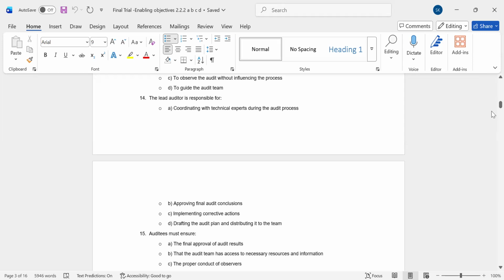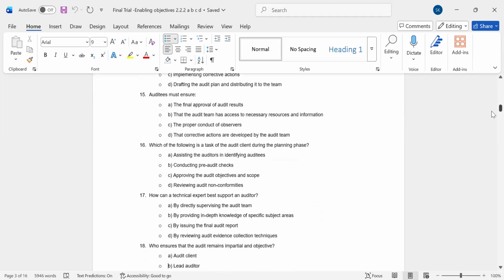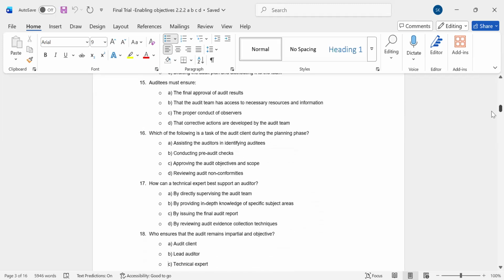See, the plan can be made by anybody, and the coordinator also can make the plan and issue it to the team. Okay, it is not a primary responsibility of the lead auditor, but approving the final audit conclusions is definitely the responsibility of the lead auditor. Okay. So what is the right answer for this question?